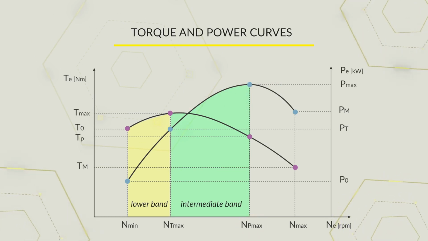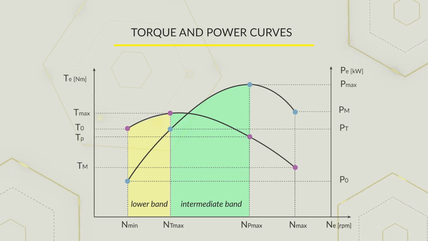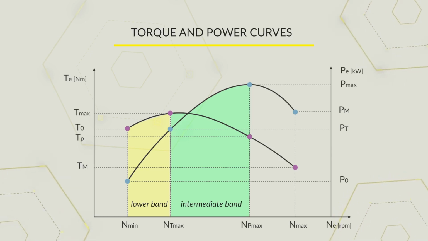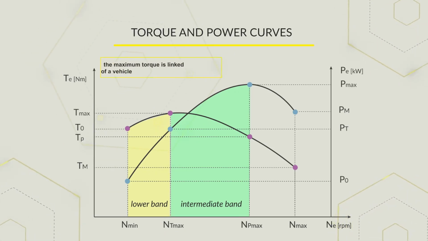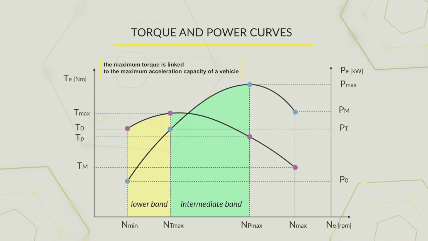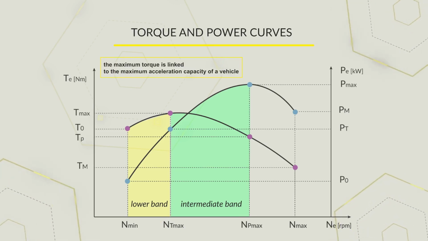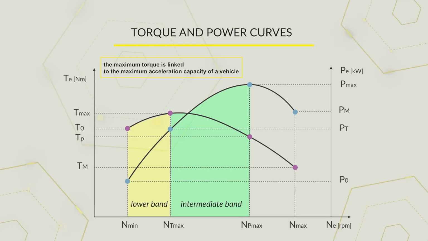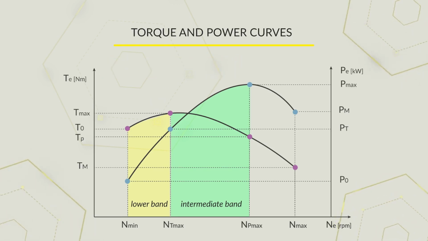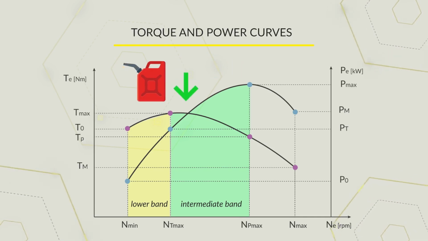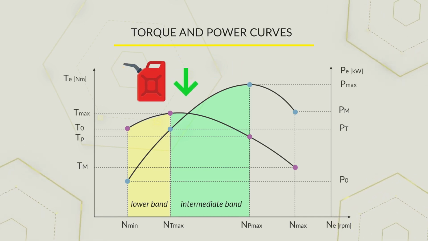In this way, the decrease in RPMs caused by the transmission ratio of the higher gear would cause the engine to work around the maximum torque speed. Remembering that the maximum torque is physically linked to the maximum acceleration capacity of a vehicle, the situation described represents the optimal operation. In addition, specific fuel consumption is usually as low as possible in this RPM range.